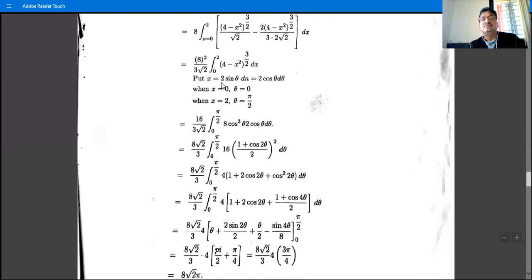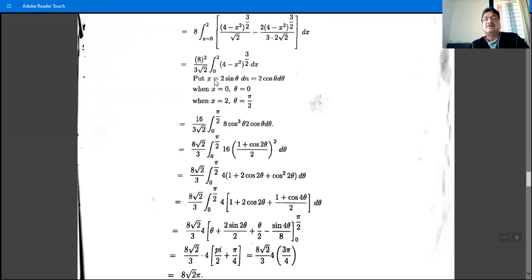x is equal to 2 sine theta, and therefore dx is 2 cos theta d theta. As x tends to 0, theta also tends to 0, because sine 0 is 0. Theta is sine inverse of x by 2, and if x is 2, then 2 by 2 is 1, and theta is sine inverse 1, that is pi by 2. So theta runs from 0 to pi by 2.